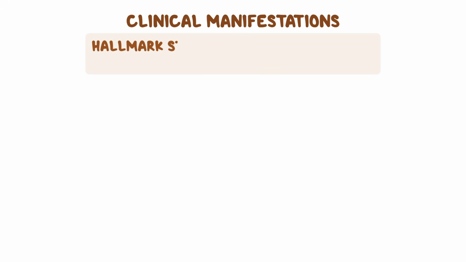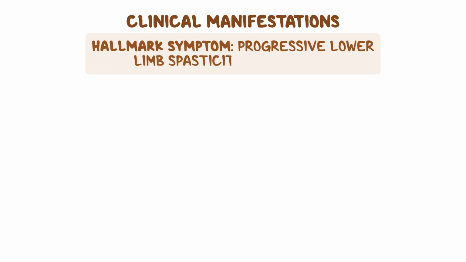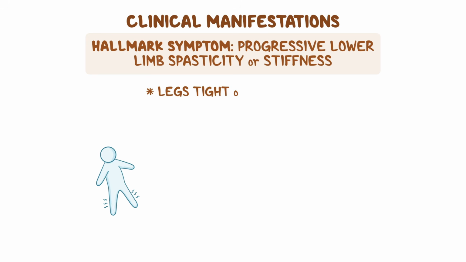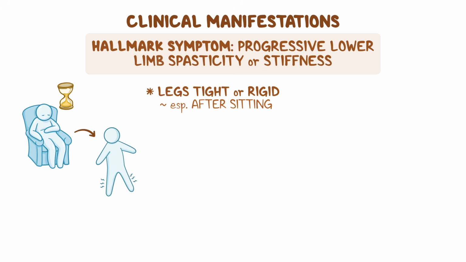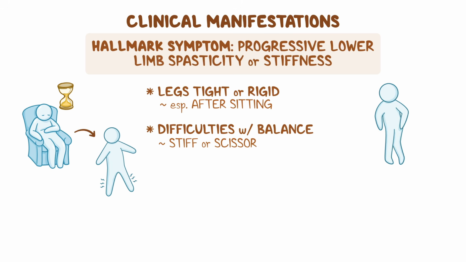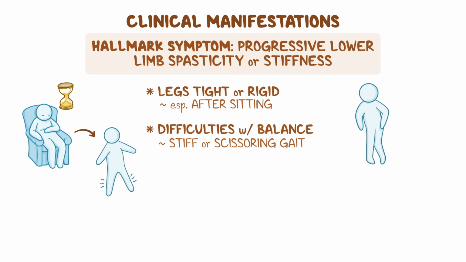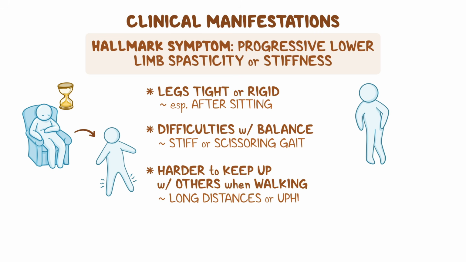Now, the hallmark symptom of SPG4 is progressive lower limb spasticity or stiffness. As a result, the legs may feel tight or rigid, especially after sitting for a long time. Individuals have difficulties with balance and thus might walk with a stiff or scissoring gait. Additionally, they may notice it's harder to keep up with others when walking long distances or going uphill, and they grow tired more easily.